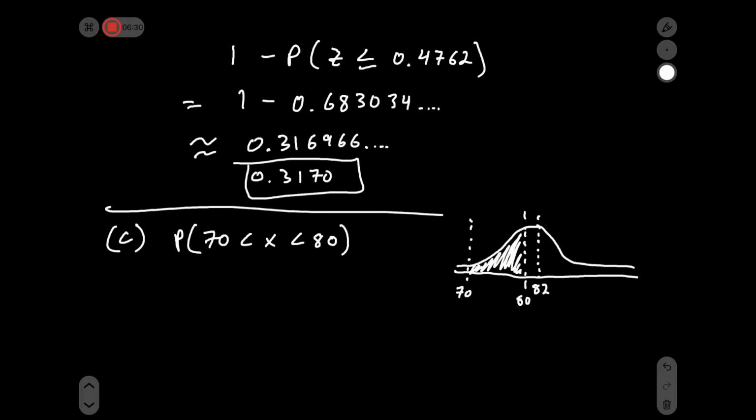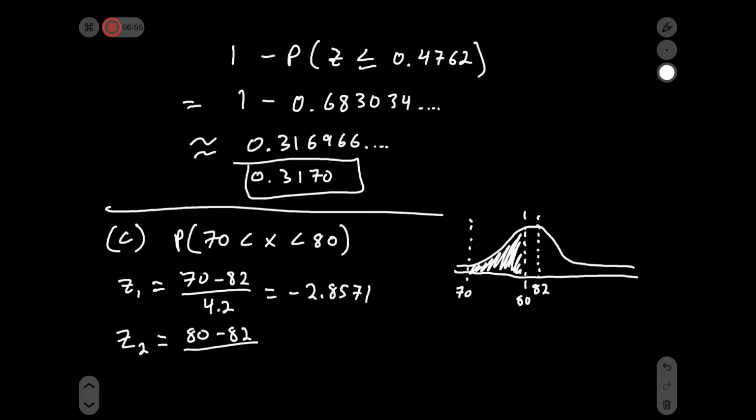Okay, not drawn to scale, obviously. So let's find our lower z bound here, 70 minus 82 over 4.2, which is equal to negative 2.8571, and our upper z bound, which is going to be 80 minus 82 over 4.2, which is negative 0.47619.